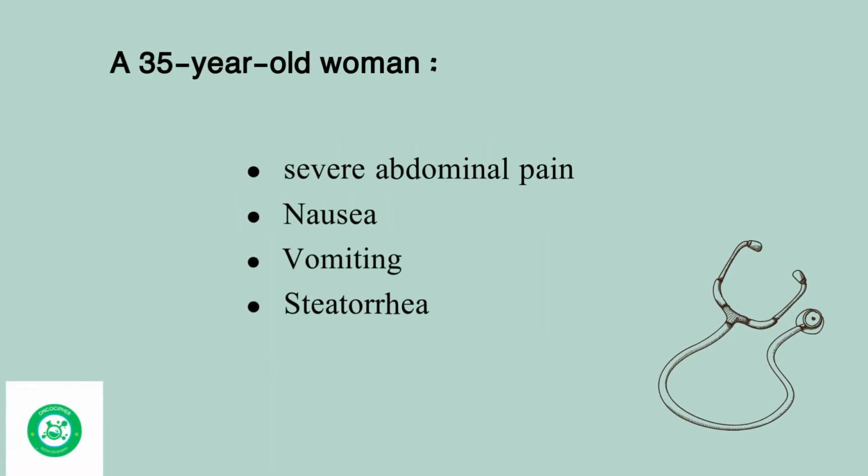So, we have a case of a 35 years old woman. She complained of severe abdominal pain, nausea, vomiting, and steatorrhea. What does that mean? Steatorrhea. That means she recognized fat in her stool. So we should pay attention to the symptoms of the deficiency of the fat soluble vitamins, like bleeding symptoms, prunder problems, and also night blindness.